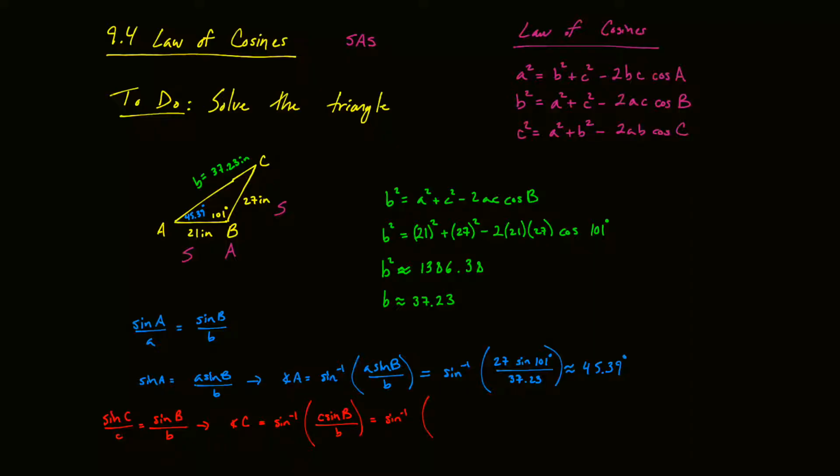So C is going to be equal to 21 sine of angle B, which is 101, over B, which is 37.23. Remember, this is all in inches. Don't forget that. And you're going to approximate to get 33.62 degrees. And that's going to be angle C, 33.62 degrees. And there you go. Those are your answers for solving this triangle.